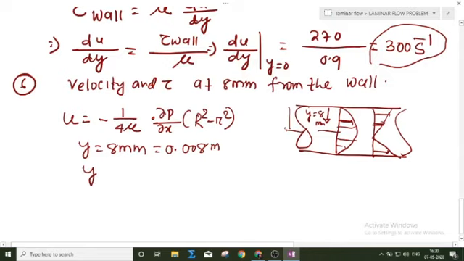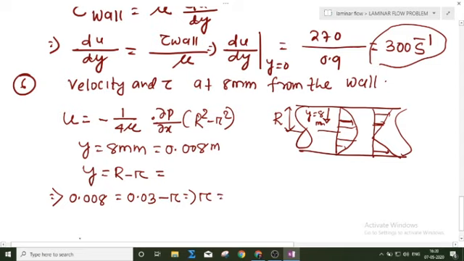Okay, so now we know that y will be what? Suppose this is my radius of the pipe. So y will be how much? This is R minus r. Y is given, this is 0.008. What is the radius of the pipe? This is 0.03, minus r. So what is r we are getting? We are converting y into the form of r. So r we are getting, this is 0.022 meter.